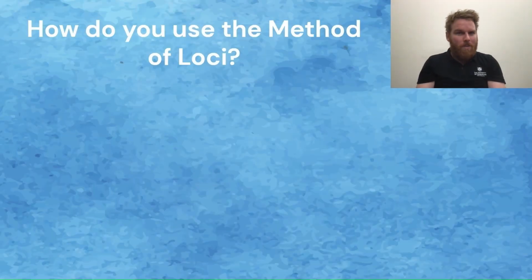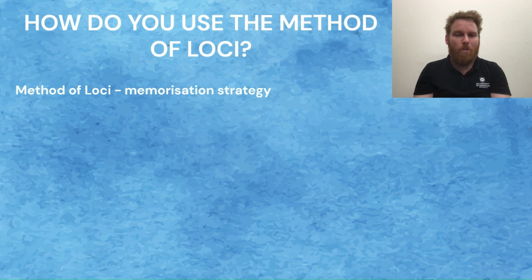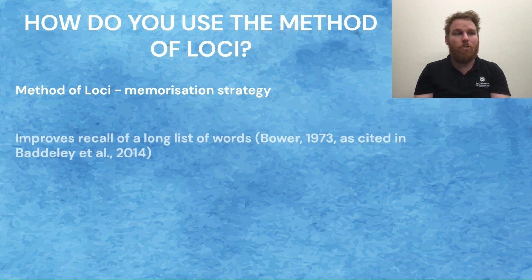How do you use the method of loci? That's a great question. Let's discuss it. The method of loci is a strategy that you can learn and use to help you remember things that would be otherwise very difficult to remember. Previous research has shown that when you ask people to remember a long list of words, they tend to recall far more of those words when they use the method of loci than when they use no memorization strategy at all.